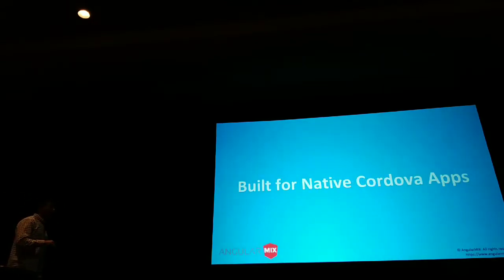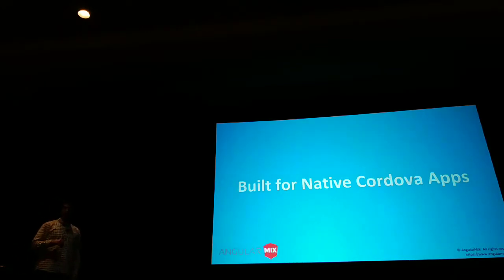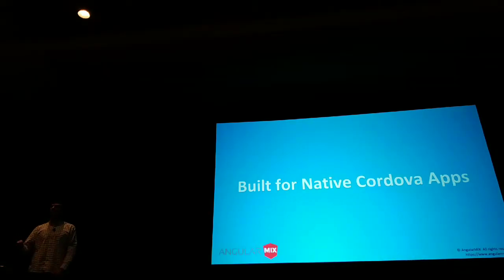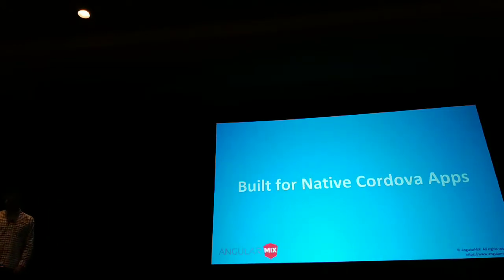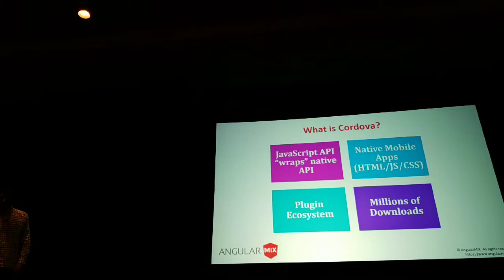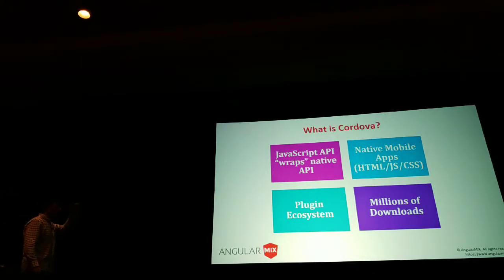It is built for native Cordova apps. Now, we'll talk about what Cordova is in a second, but Cordova, from a high level, is the JavaScript API you can interact with to get access to the native features on the phone. So I might need to access the camera on the phone, the geolocator, accelerometer, whatever the case may be. Cordova is the technology to do that. So let's dive into Cordova just a little bit.